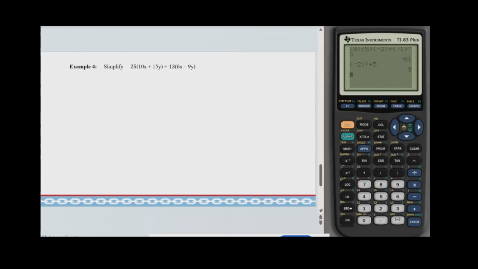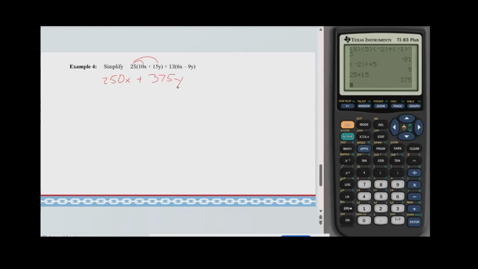Last example before you get started on your assignment, working with a little bit bigger numbers, some that might not be just mental math, right? So you're going to have to use a combination of brain power, calculator power, right? So 25 times 10x plus 15y. Again, I'm going to distribute here. I get 250x, right? 25 times 10x and plus 25 times 15y, 25 times 15. Okay, when in doubt, use the calculator.